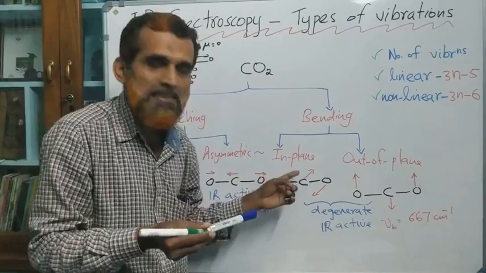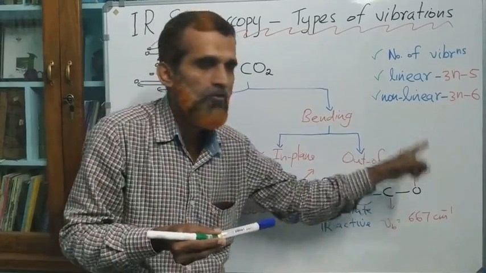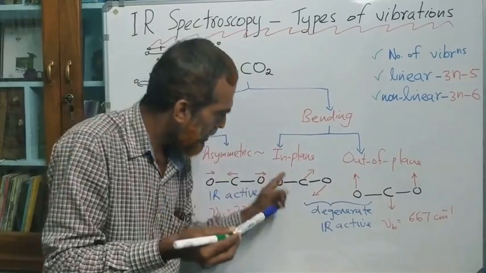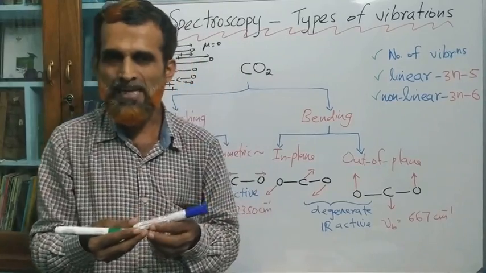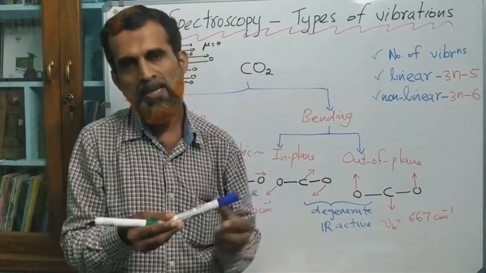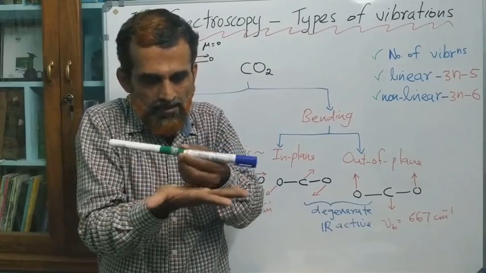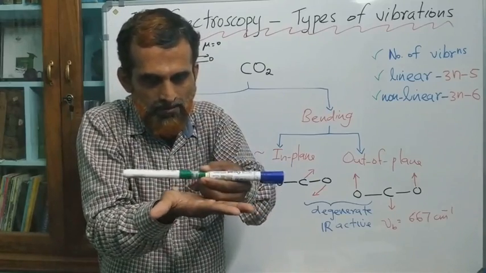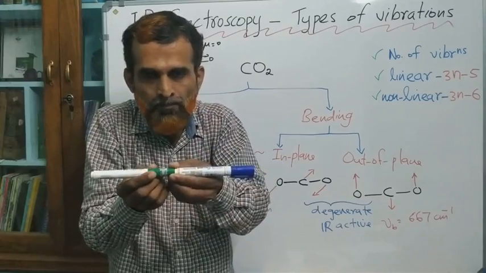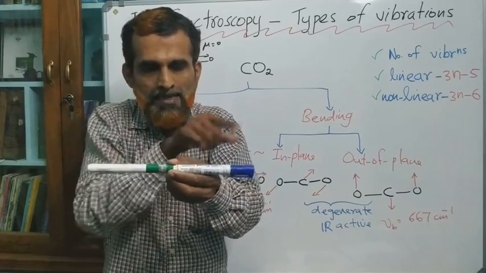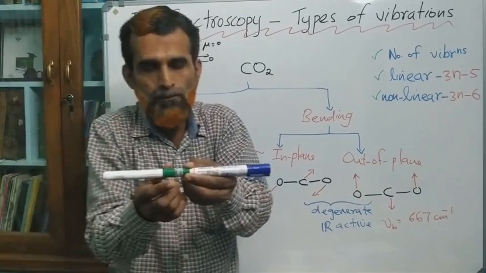Now a very similar bending vibration is out of plane, and it looks very similar. The only difference is that one is confined to the plane and one is out of plane. So how is it? Again, CO2 is kept in this plane, suppose on a table, and the atoms are coming out of the plane.